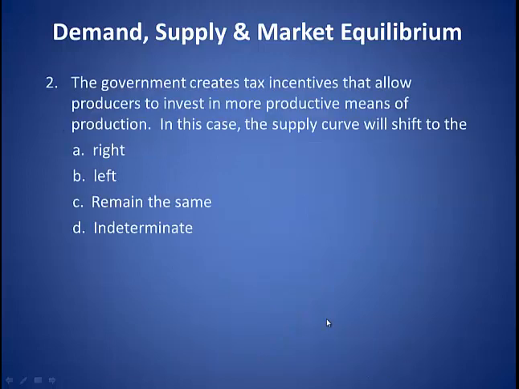Let's try question number 2. The government creates tax incentives that allow producers to invest in more productive means of making things. In this case, the supply curve will shift to the... Again, we're not asking about market equilibrium, we're simply asking which way will the supply curve shift. So stop the video, review the question, and arrive at an answer. When you've arrived at the answer, go ahead and start the video again.